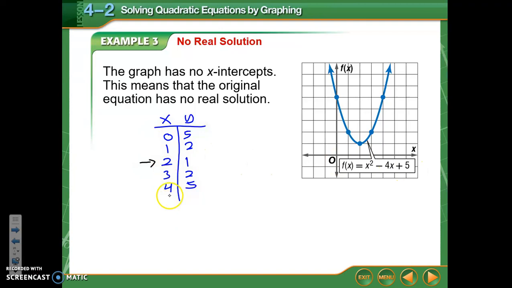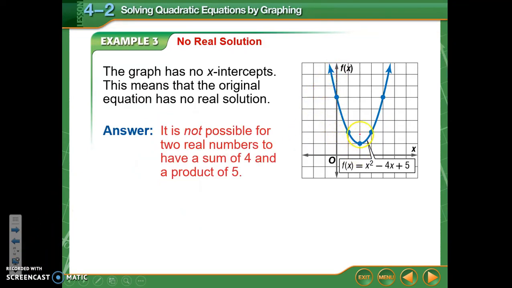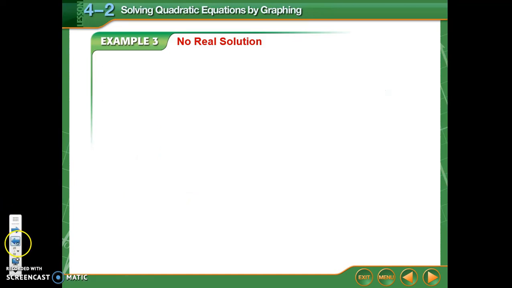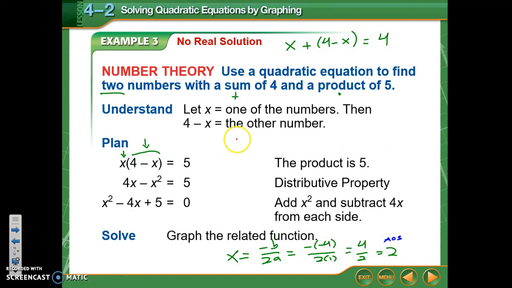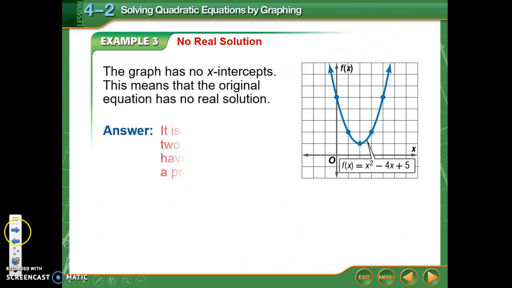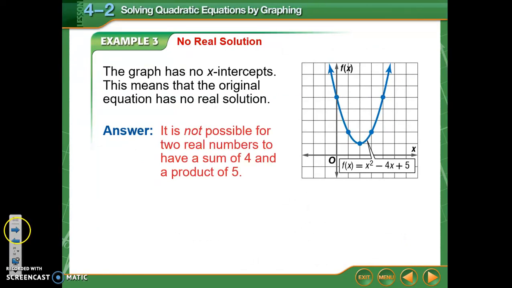I picked 2 x values on either side of my vertex, and notice that when I graph, my parabola never touches the x-axis. That means that there's no real solution. So when I take into account that this is a word problem and I go back here, that means there are no numbers that have a sum of 4 and a product of 5. So there are no two numbers that add up to 4 and multiply to 5. And I can do that using a quadratic equation.